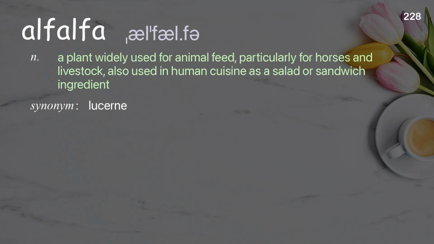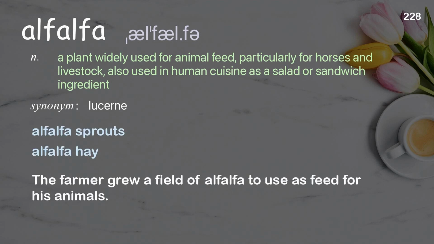Alfalfa. A plant widely used for animal feed, particularly for horses and livestock; also used in human cuisine as a salad or sandwich ingredient. Examples: Alfalfa sprouts, alfalfa hay. The farmer grew a field of alfalfa to use as feed for his animals.